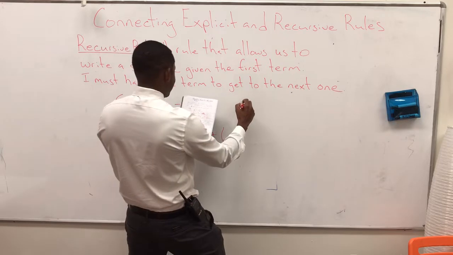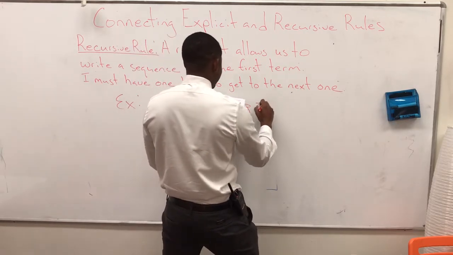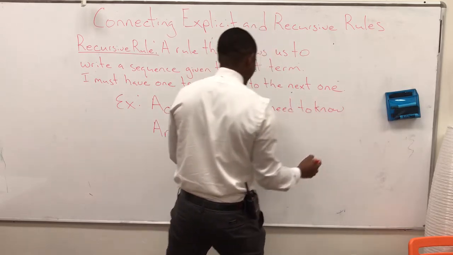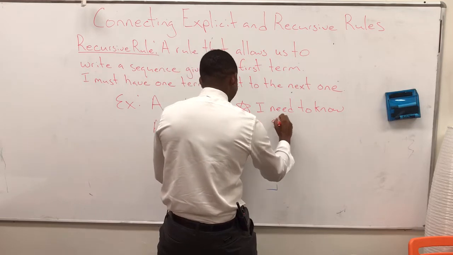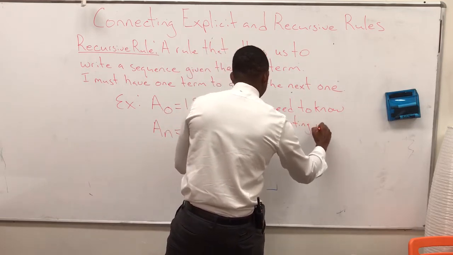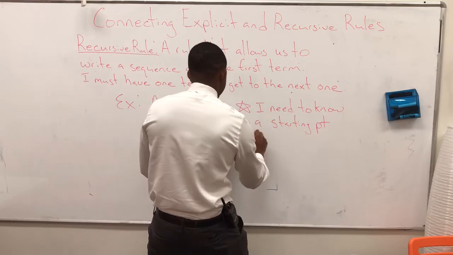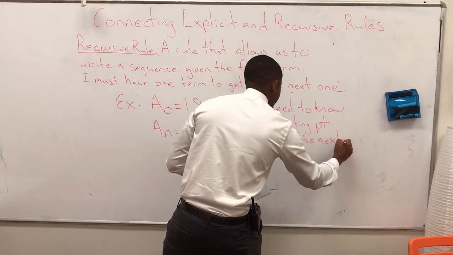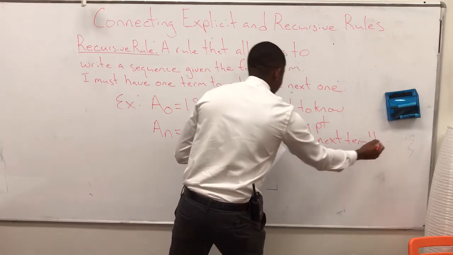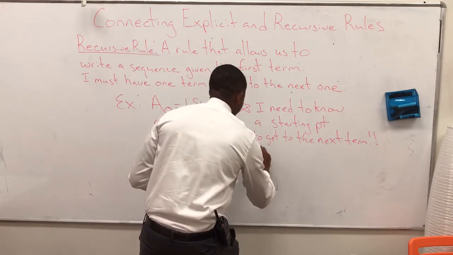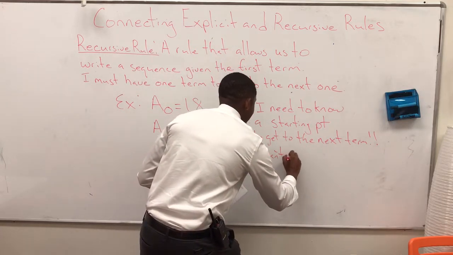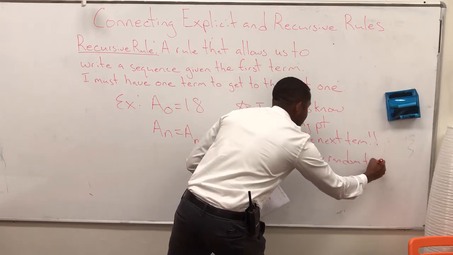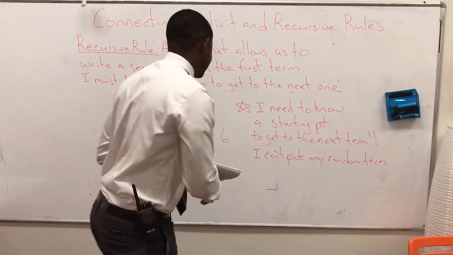There's the recursive rule. Your starred piece right here is the most important part: I need to know a starting point to get to the next term. You need to know a starting point to get to the next term if it is recursive. I can't just pick any random term and figure it out. It doesn't work that way.